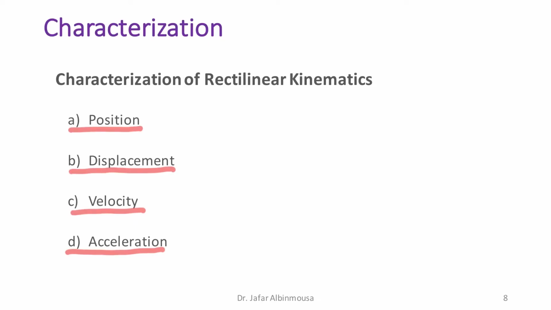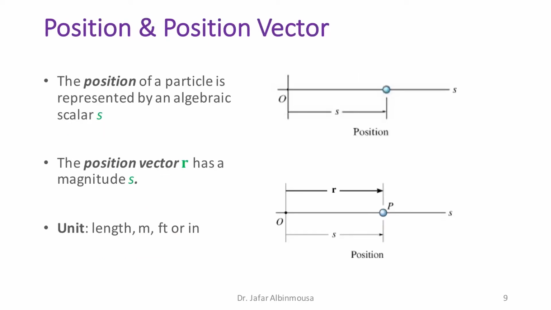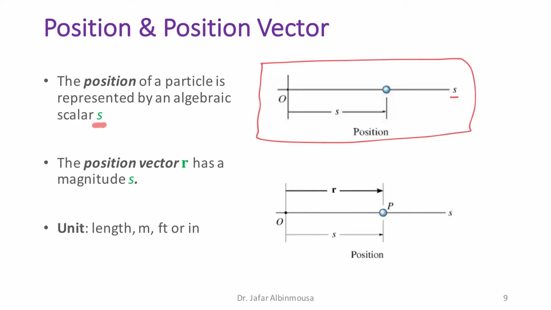Now, to start with the position and the position vector. The position of a particle is represented by an algebraic scalar S over here. Basically, we have an axis in this diagram, and we call the x-axis here S, which represents the position. The origin is right here at point O. We can say that the position of this particle is defined by this S, which is the measure of the distance from O to the location of the particle.